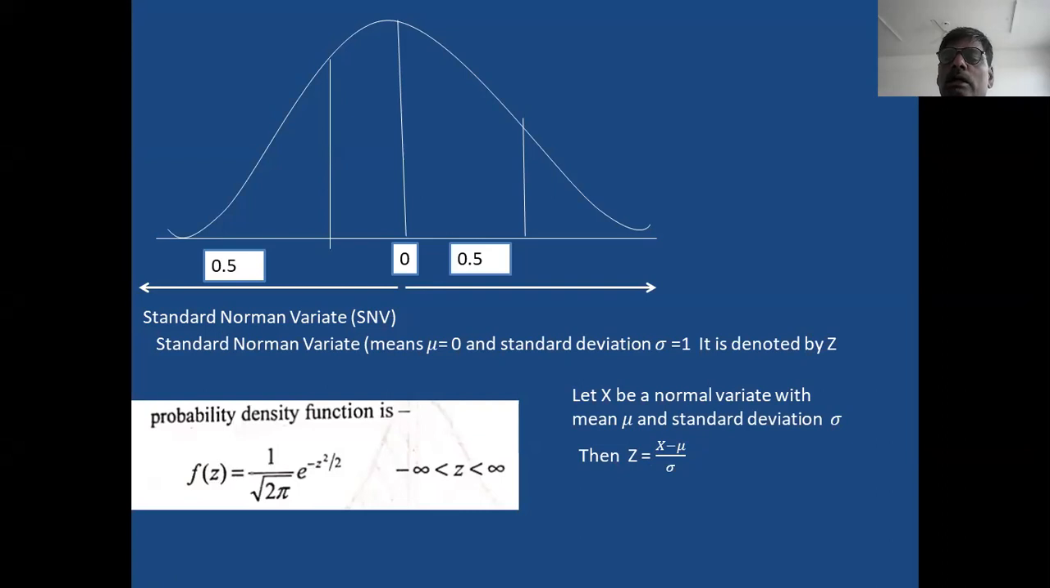And whatever your probability may be, more than this, less than this, or in between given values. The standard normal variate may be more than the given value or less than the given value, or the standard normal variate is in between the given values.